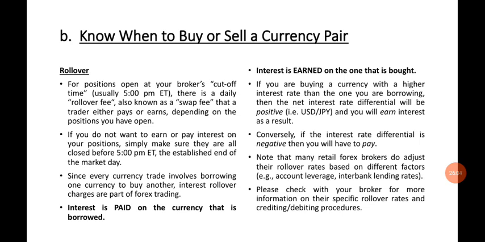If you are buying a currency with a higher interest rate than the one you are borrowing, then the net interest rate differential will be positive. For example, US dollar Japanese yen, and you earn interest as a result. Conversely, if the interest rate differential is negative, then you will have to pay. Note that many retail brokers do adjust their rollover rates based on different factors, for example account leverage, interbank lending rates, and some other things. Please check with your broker for more information on the specific rollover rates and crediting and debiting procedures.